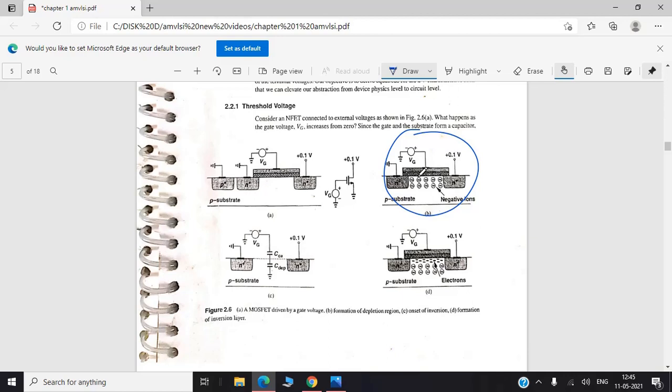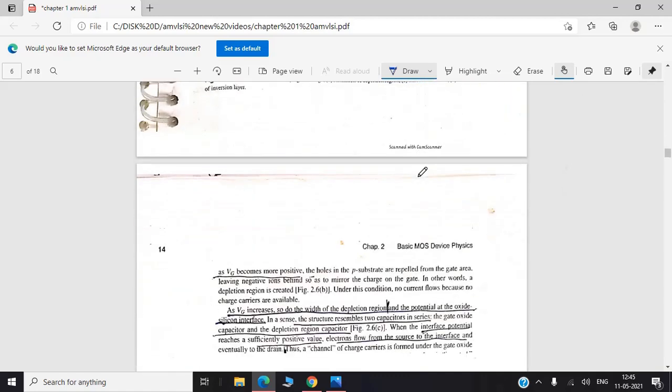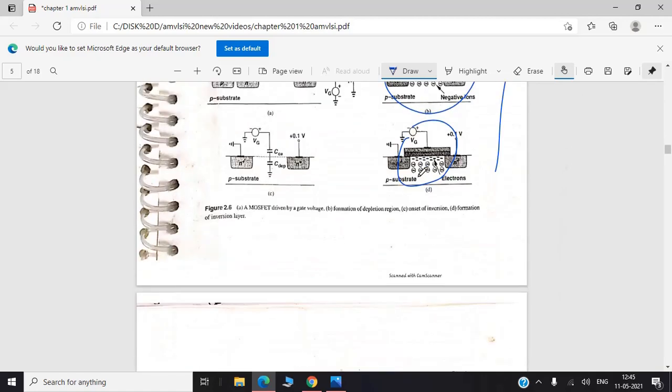When the gate is made more positive, electrons start forming in the region below the gate. When electrons form below the gate, they push the holes down, and they fill up the place below the gate between the source and the drain. That is how the conduction will happen.